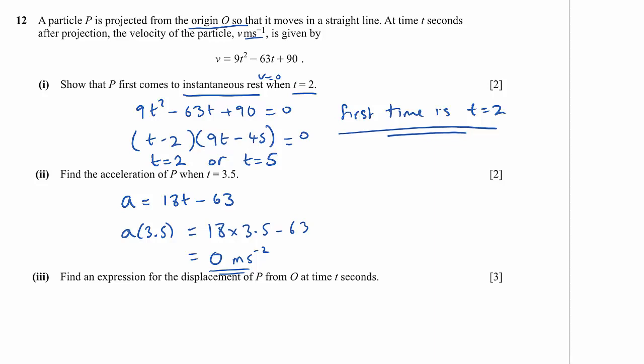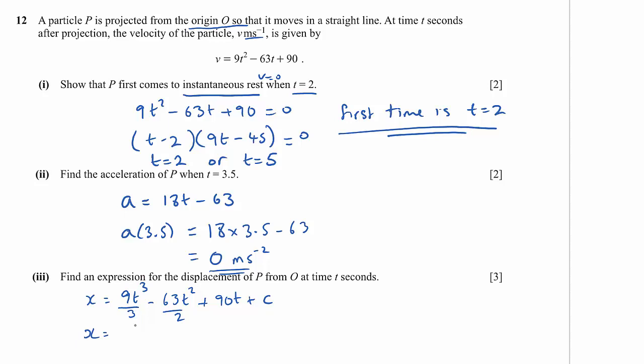So we now want an expression for the displacement. To get displacement from velocity, we integrate. So displacement is going to be 9t cubed over 3, take away 63t squared over 2, plus 90t plus some constant.